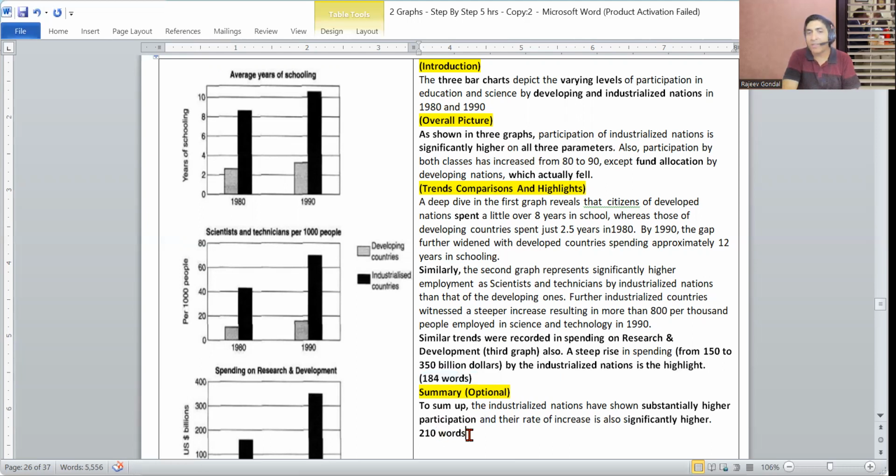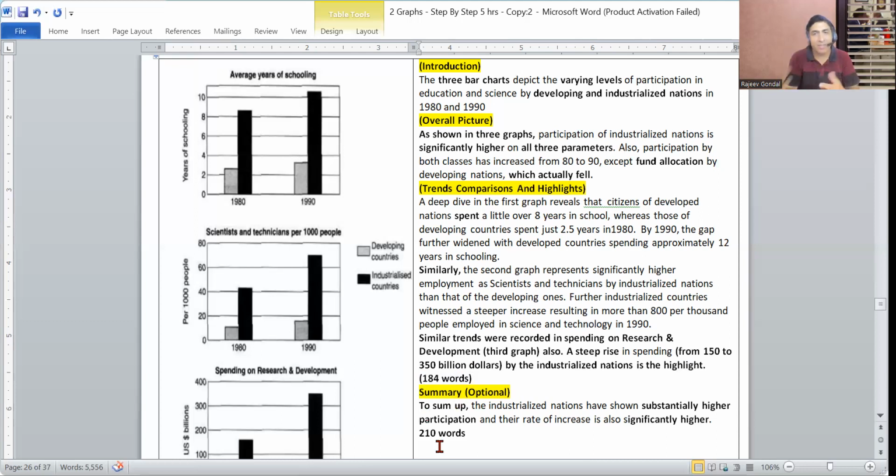So where should you write the summary? In such scenarios where you have written everything and still you are less than 150 words, you could not meet the parameter of 150 words, then you should write this summary at the end. Otherwise, summary is nothing but the same content as you write in overall picture. Overall picture and summary is more or less the same. So why should you write the summary, right?